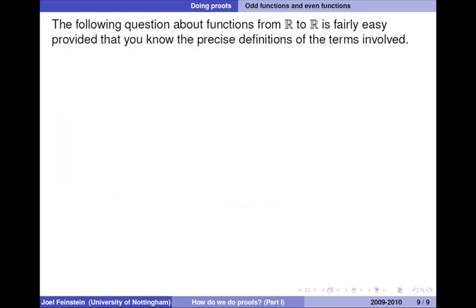So here's another question about functions from R to R, real valued functions defined on R. It's not a very hard question, and you may have seen these results before, but you can't do it unless you know the definitions of the terms involved. So yet again, you need to make sure you can remember what these terms mean. So here's the question.